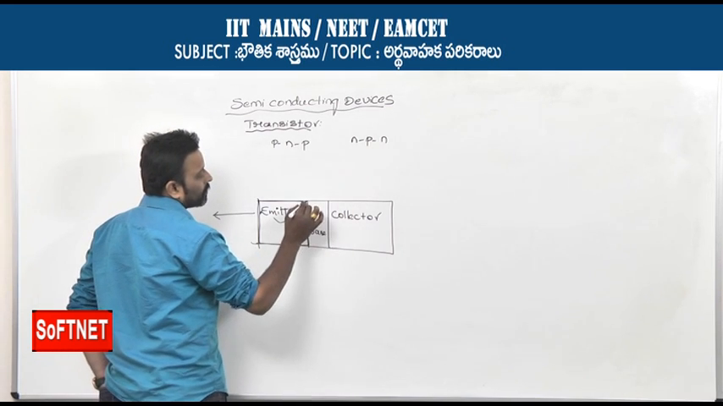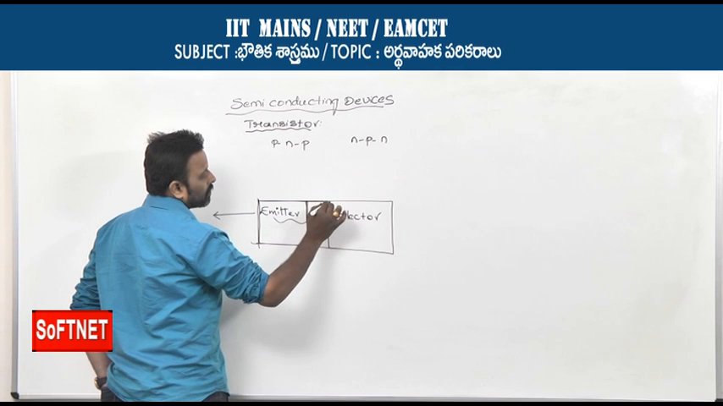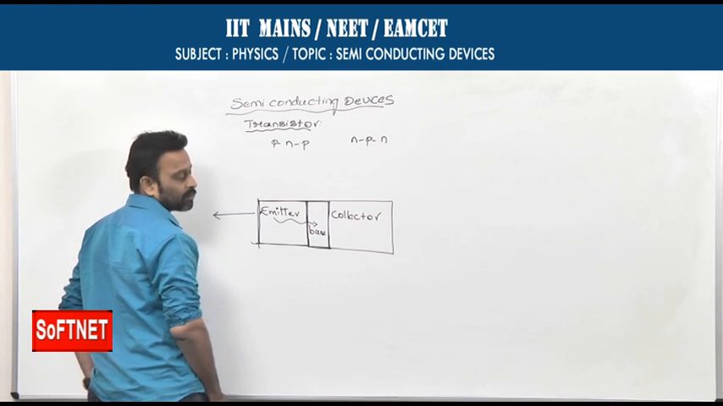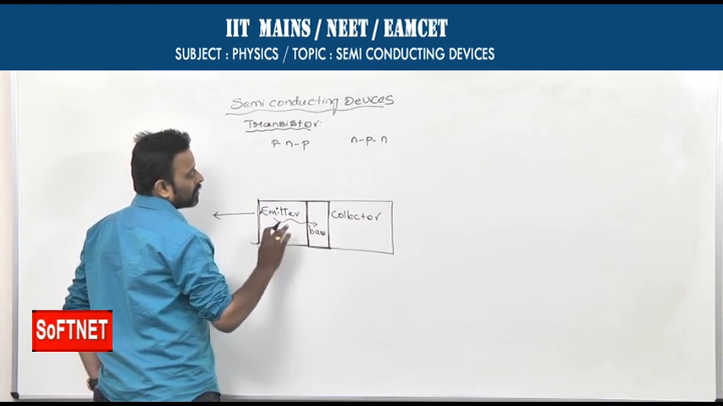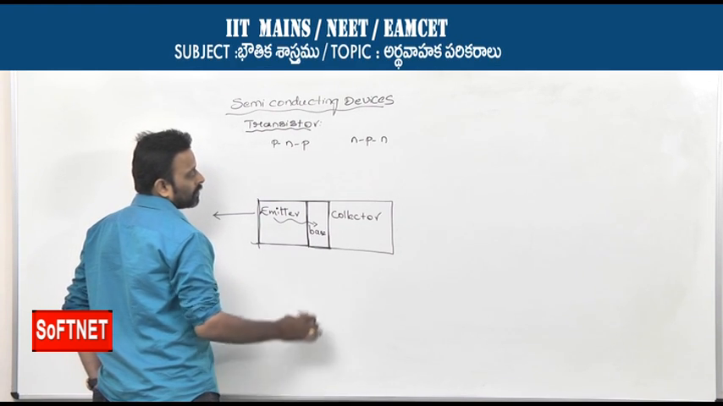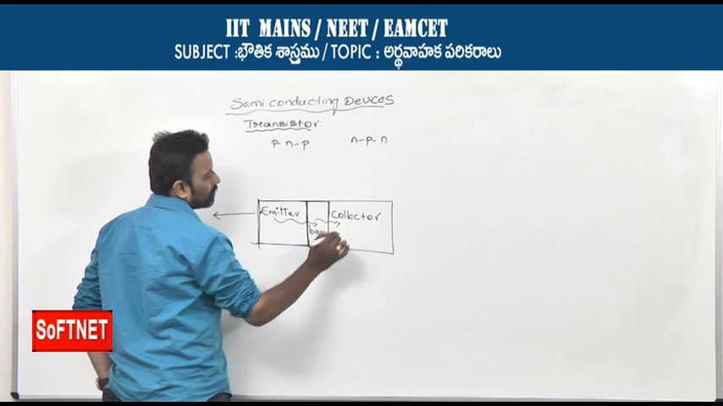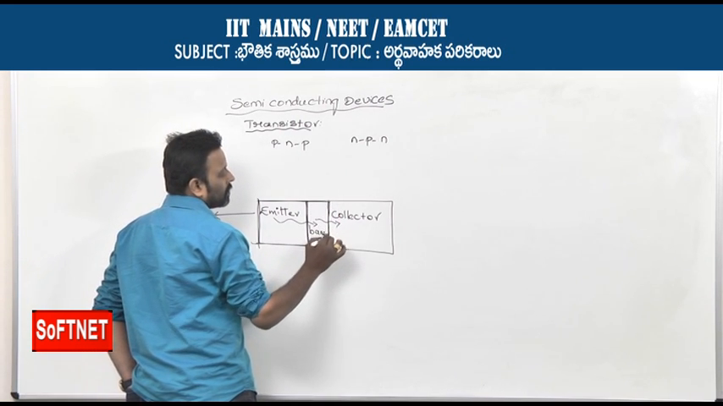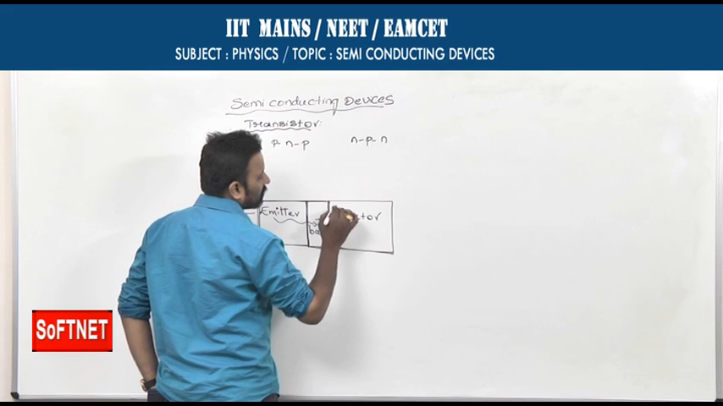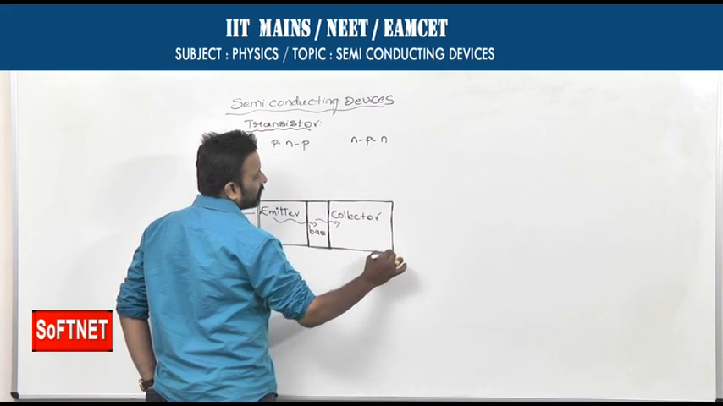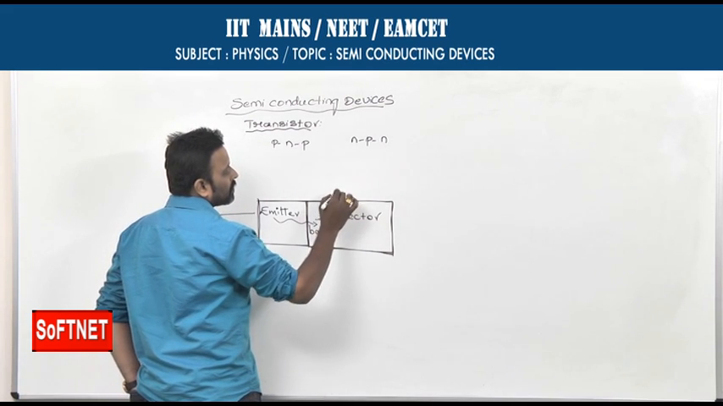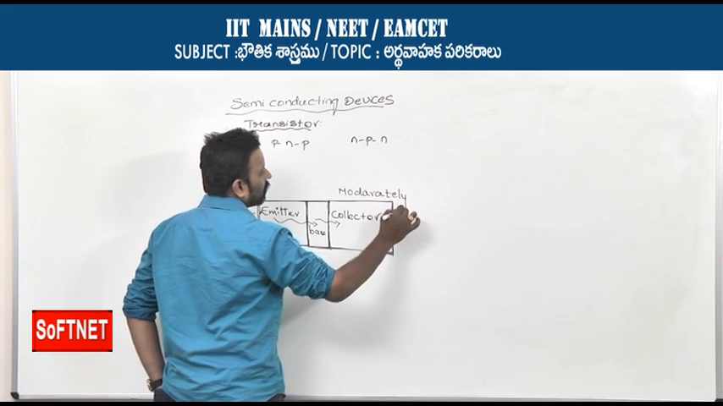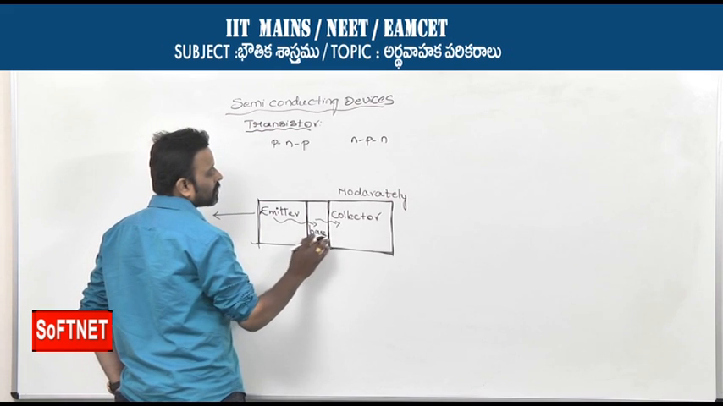Next is base. The middle part of the transistor, which is a very thin and very lightly doped region, is called base. This base collects all the charge carriers from the emitter and transfers them to the collector. Collector is the other end of the transistor, the third region. Physically, this is the biggest region of the transistor, which is a moderately doped region that collects all the charge carriers from the base.